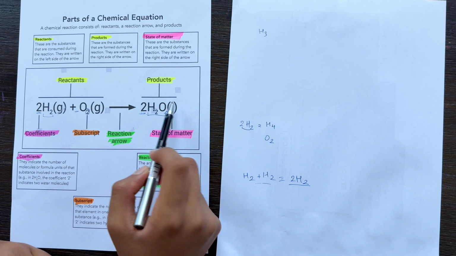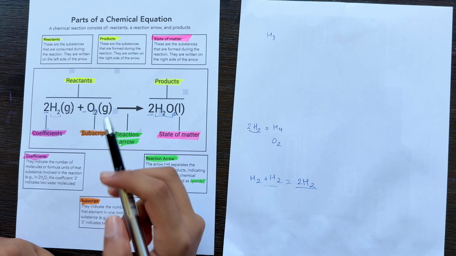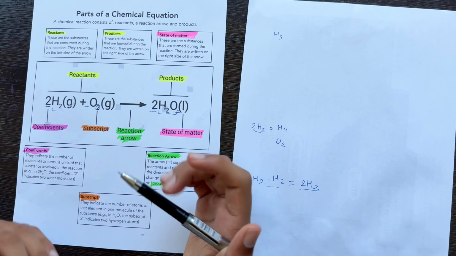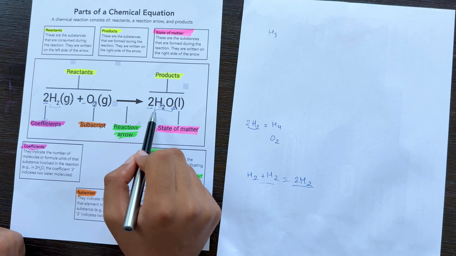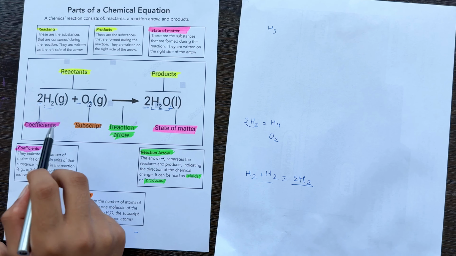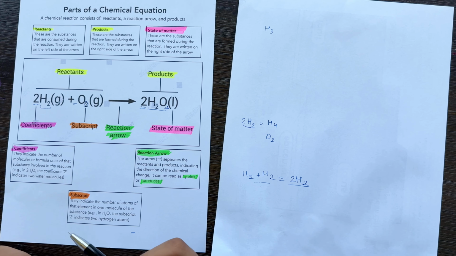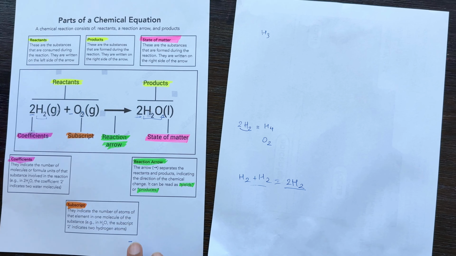And lastly, we have the products over here, which, to create a true chemical equation, the number of elements located in the products have to be the same as the number of elements located in the reactants. So this is all about the parts of a chemical equation.